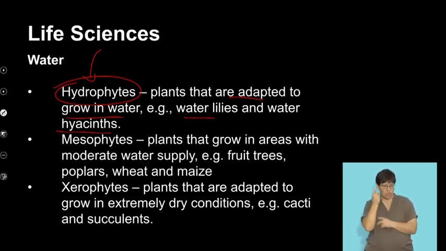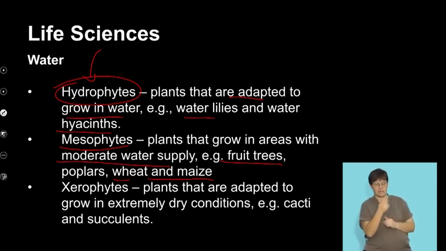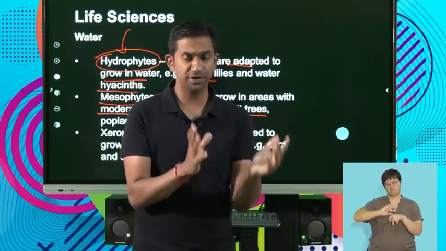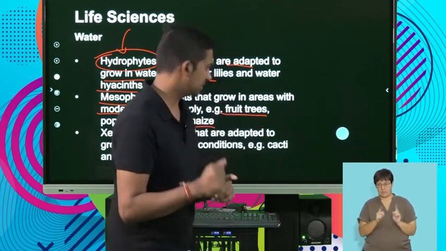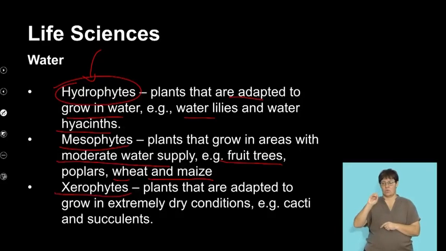The next group are your mesophytes. The mesophytes are plants that grow in areas with moderate amounts of water supply. Most of your fruit trees, your wheat and your maize that you see growing around are generally mesophytes. So when you go out into your garden and you see these plants, they require moderate amounts of water. However, we also have the xerophytes.